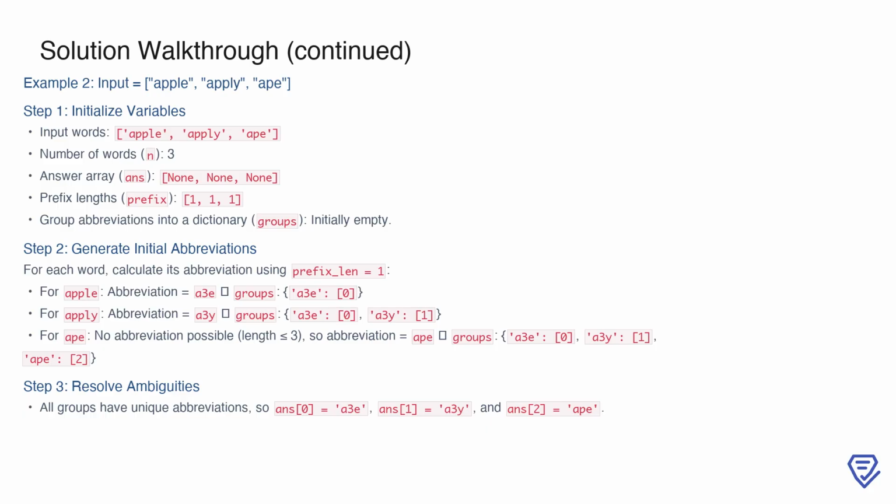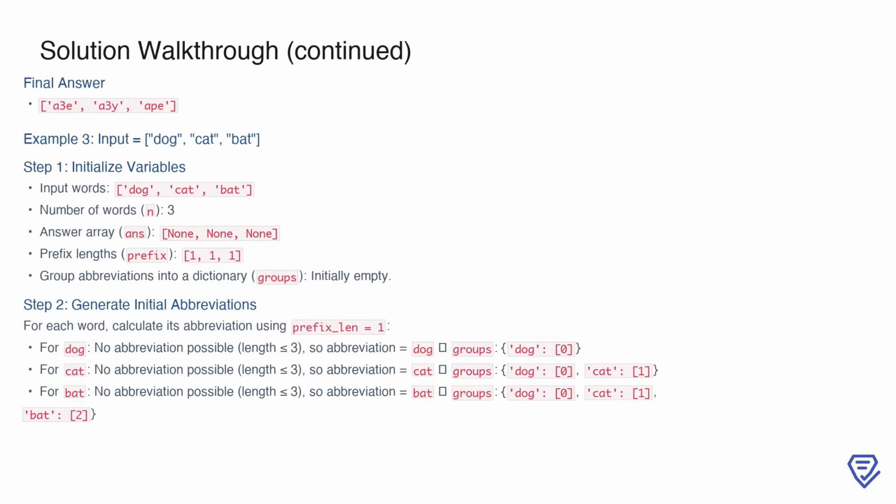For ape, no abbreviation is possible since its length is less than or equal to 3, so the word itself is used as its abbreviation and added to the group's dictionary under the key ape. At this stage, the groups are A3E: 0, A3Y: 1, ape: 2. In this example, the groups already have unique abbreviations.